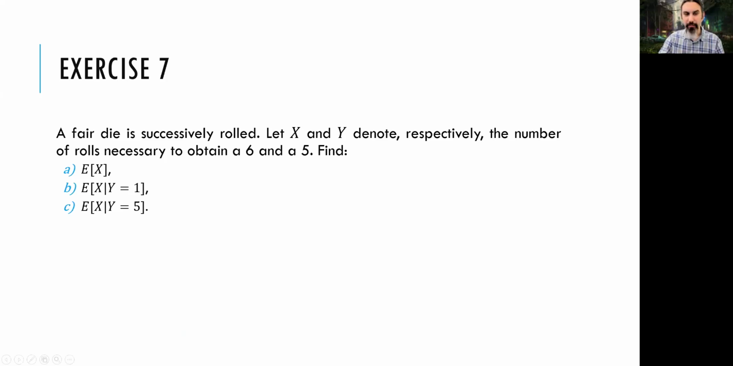And for the last part, for C, we're looking for the expectation of X given Y is equal to 5. So I know that the first time a 5 is seen is in the 5th roll. So in the first 4 rolls, you cannot have a 5 ever. Which means that for the first roll, your chance of getting a 6 is 1 over 5. And then for the second roll, 1 over 5 again. For the third roll, 1 over 5 again. For the fourth roll, 1 over 5 again. So what you need to do is just find the expected values like this.